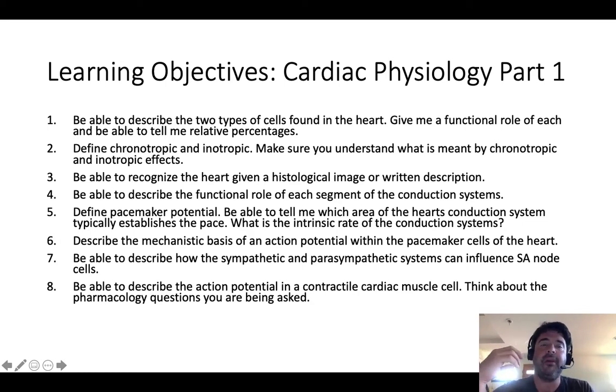So today we're going over cardiac physiology with a focus on the conduction pathways and the cardiac action potentials. As always, I would print out your lecture handout, have it out and available to you so you can follow along as we go through, and a set of learning objectives so you can pick out what the major points of today's lecture are.